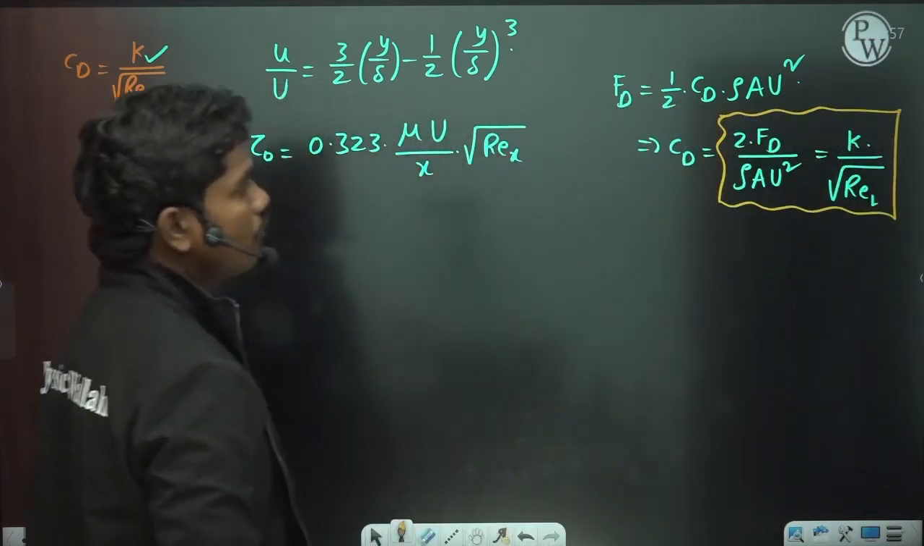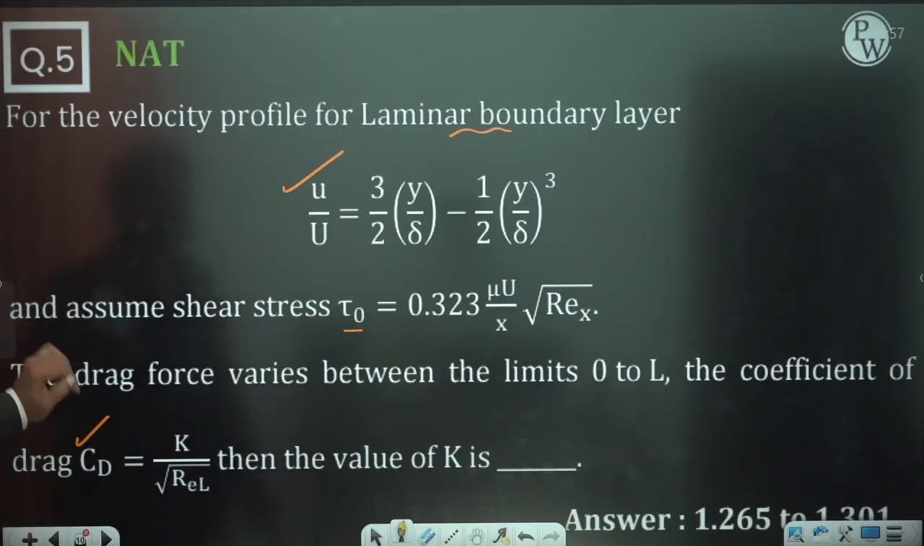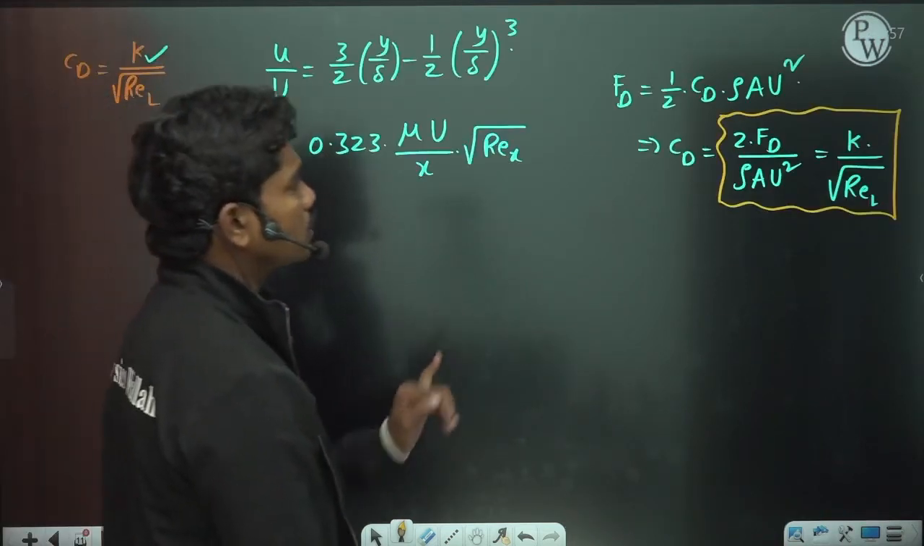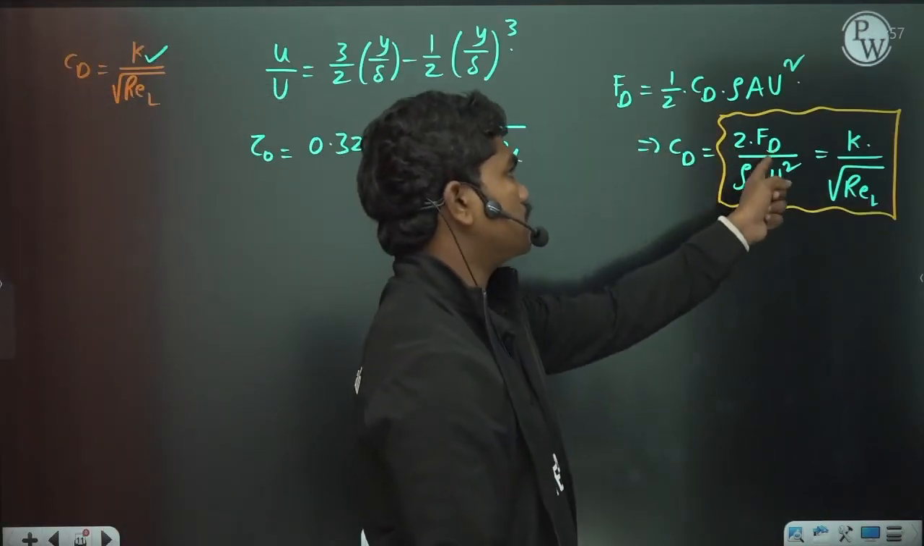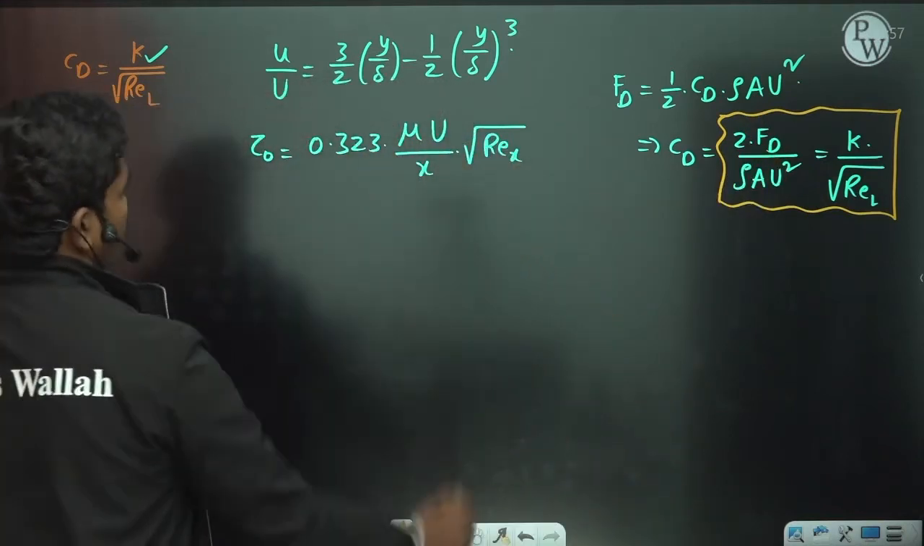How can we actually calculate this? The length of the plate is given, from 0 to L. That's it. Anyhow, we will end up with some expressions for FD in terms of L. So let us start simplifying. Let us calculate FD.